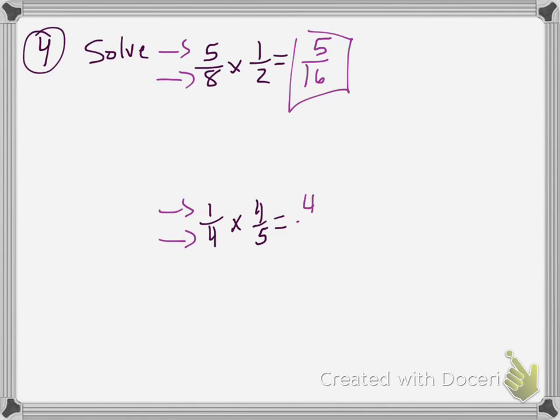1 times 4 is 4. 4 times 5 is 20. And while that is the correct answer, this answer is not in lowest terms because both the numerator and the denominator could be divided by 4, and my final answer would be 1/5.